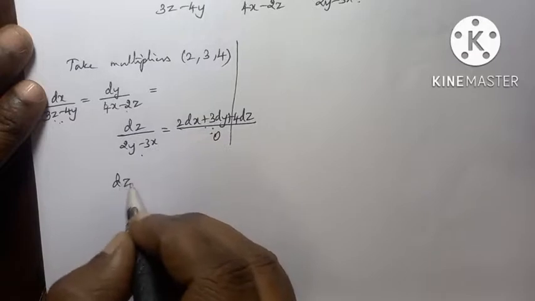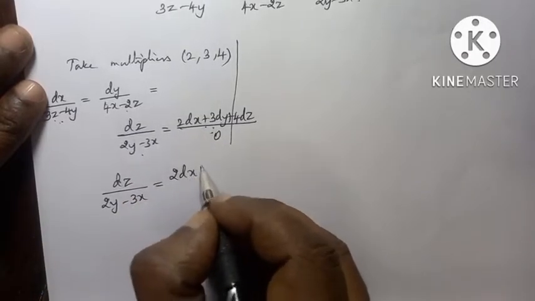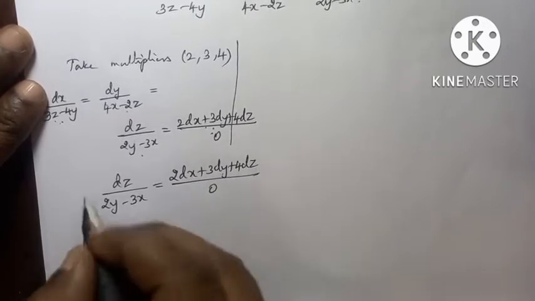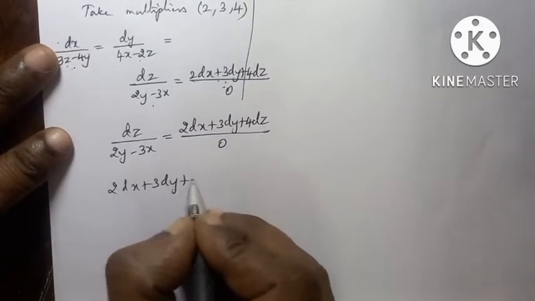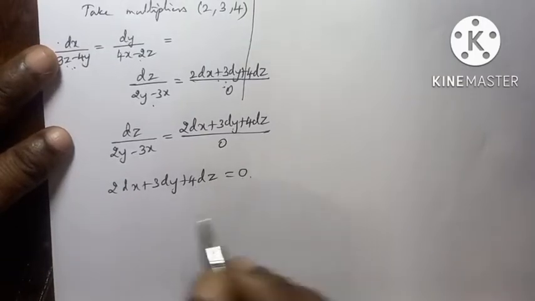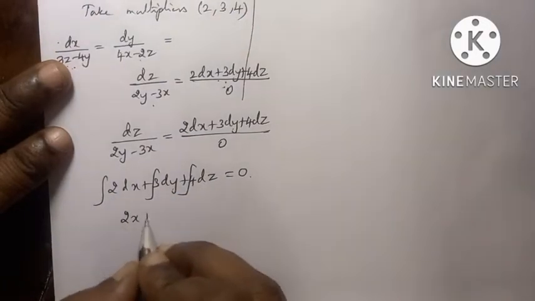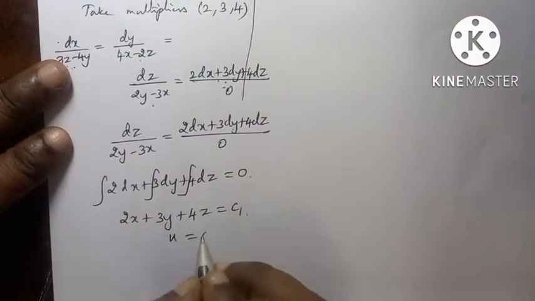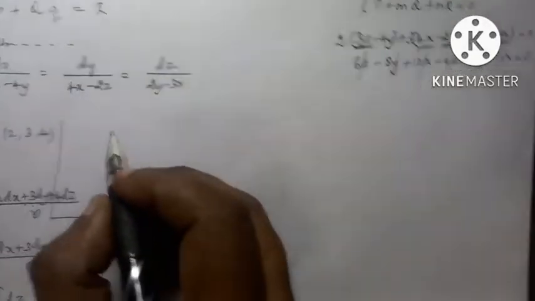I take the third and last ratios. Cross multiply: 2dx plus 3dy plus 4dz equal to 0. Integration is possible. 2x plus 3y plus 4z equal to C1, which is the first answer. Let us take the second set of multipliers.